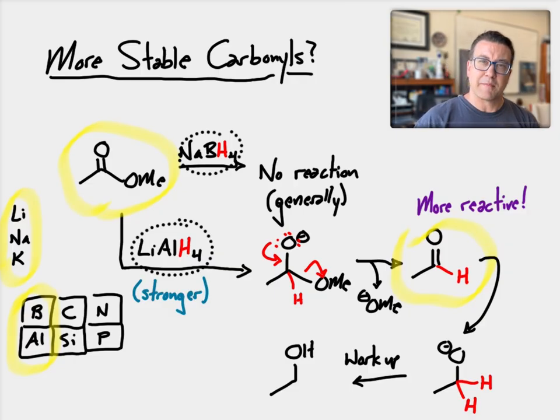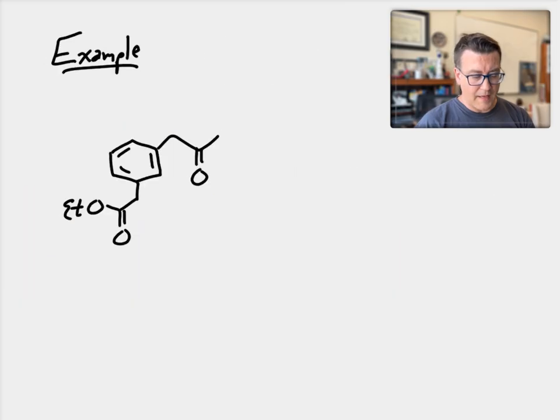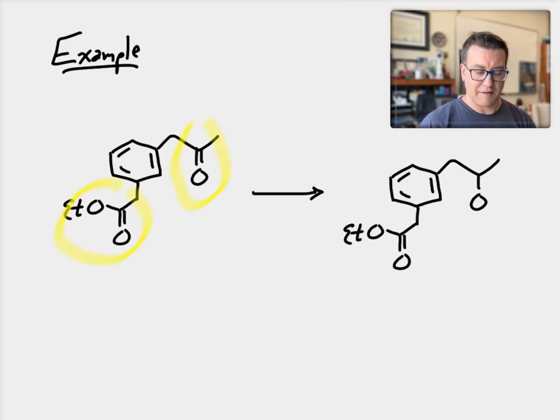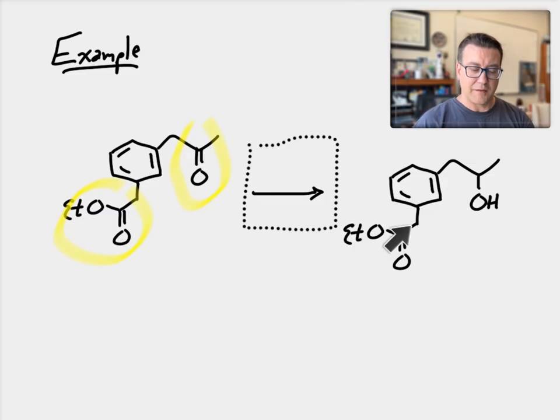Let's look at an example that you might see on an exam or on a quiz. So if you had this type of molecule here, where you don't have to worry about the middle part, but there's a ketone and an ester. So those are the functional groups you have to keep in mind. If you were hoping to make this as your product, so you're only going to selectively reduce the ketone as opposed to the ester, you'd want to use the milder reducing agent, so you would use sodium borohydride.